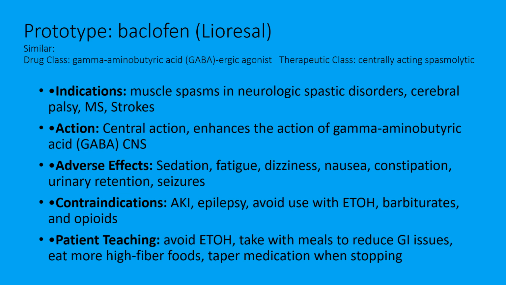Okay, and here's the information or the prototype slide on baclofen. Again, working through the GABA system, the inhibitory system. So it works through the central nervous system to help muscle spasms in neurological spastic disorders such as cerebral palsy, and spinal cord injuries or multiple sclerosis. Okay, it definitely has some anticholinergic side effects, so it can lead to a lot of sedation.